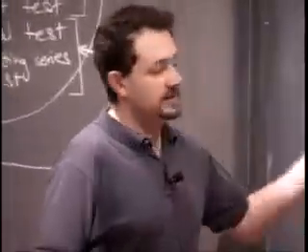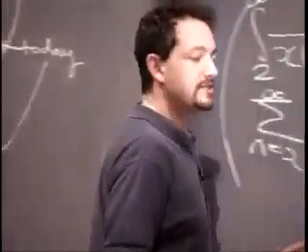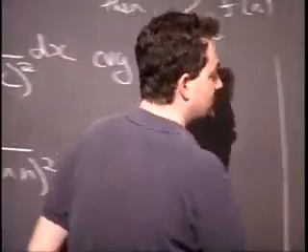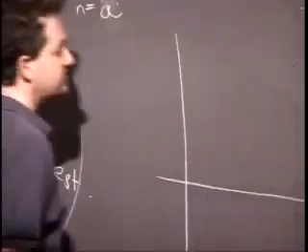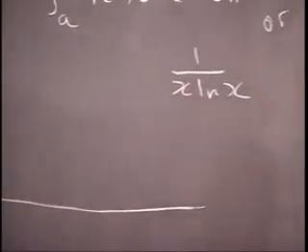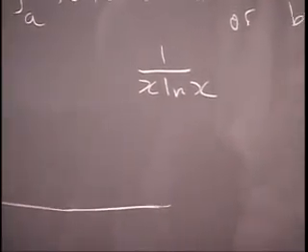All right, now, I'm not going to spend much time justifying the test. Let me just show you a picture of why it works in this case, because it's kind of interesting. Here we're trying to take the function 1 over x log x. That's a decreasing function. It looks something like this.